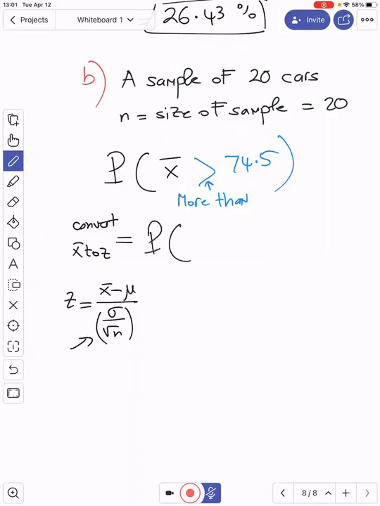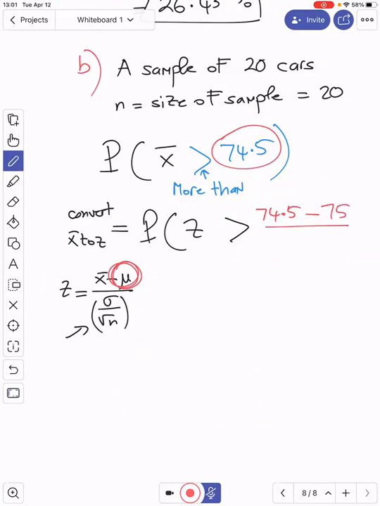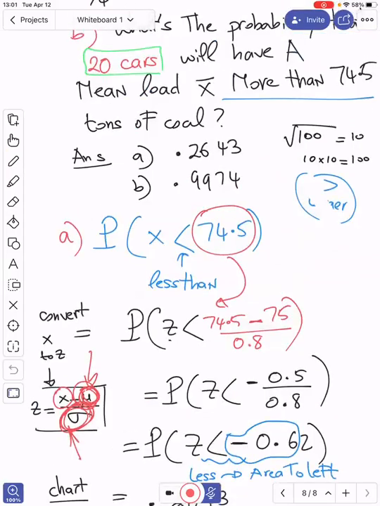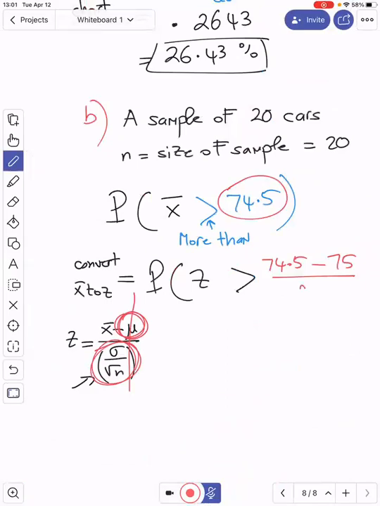So I'm going to convert X bar to Z, making this change of variable. Now it's Z larger than the converted value: 74.5 minus the mean, which is 75, over sigma, which is 0.8, over square root of n. N is the size of the sample, a random sample of 20 cars, so that's square root of 20.